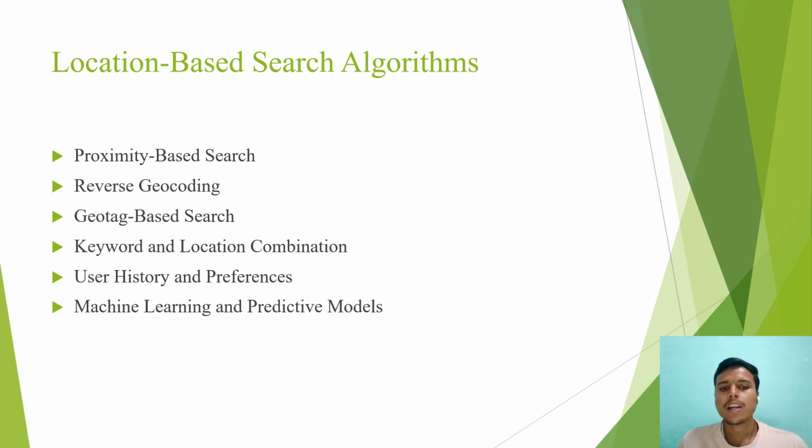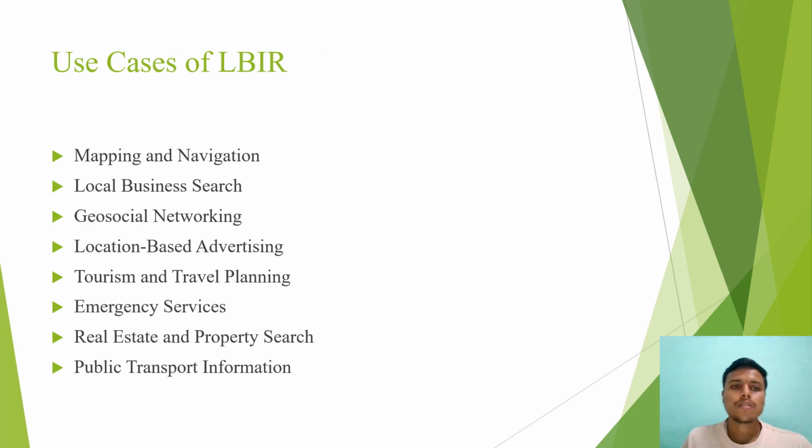Next is machine learning and predictive models. This is one of the important points. Machine learning techniques are employed to predict the user's future location and for recommendation also. So some use cases of location based information retrieval: mapping and navigation. LBIR is fundamental in mapping and navigation applications. It helps users to find directions.